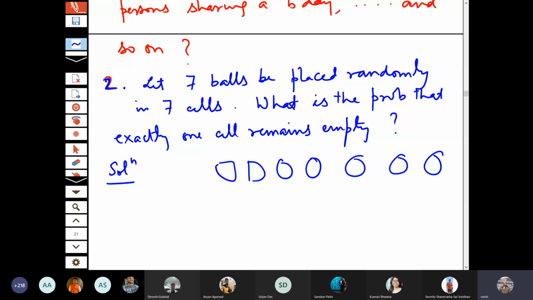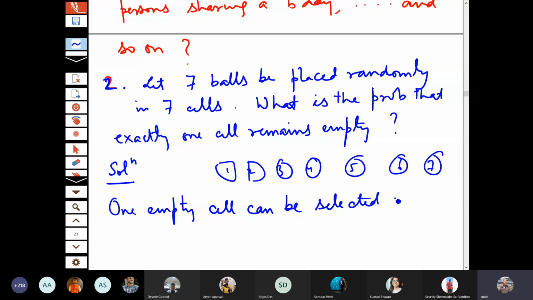So we can select that one cell, because it can be any of them. Suppose we are numbering them 1, 2, 3, 4, 5, 6, 7. So one empty cell can be selected in 7 ways, because 7C1.